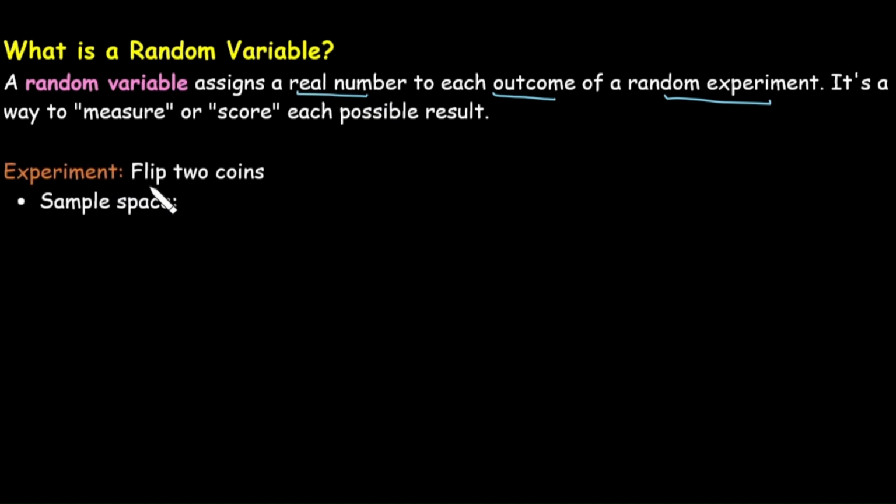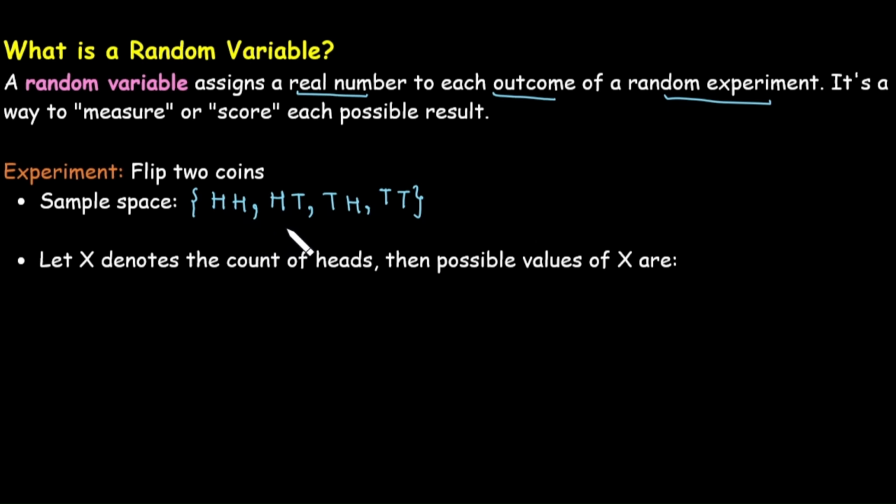Suppose we have one experiment where we are flipping two coins. So what are the elements in the sample space? Either we have head head, क्योंकि दो coins हैं तो दोनों coins के ऊपर head हो सकता है, and head tail, and tail head, or tail tail. So this is the sample space when we are flipping two coins. Now if I say I need to count the number of heads when I am flipping two coins, so what are the possible values in that case?